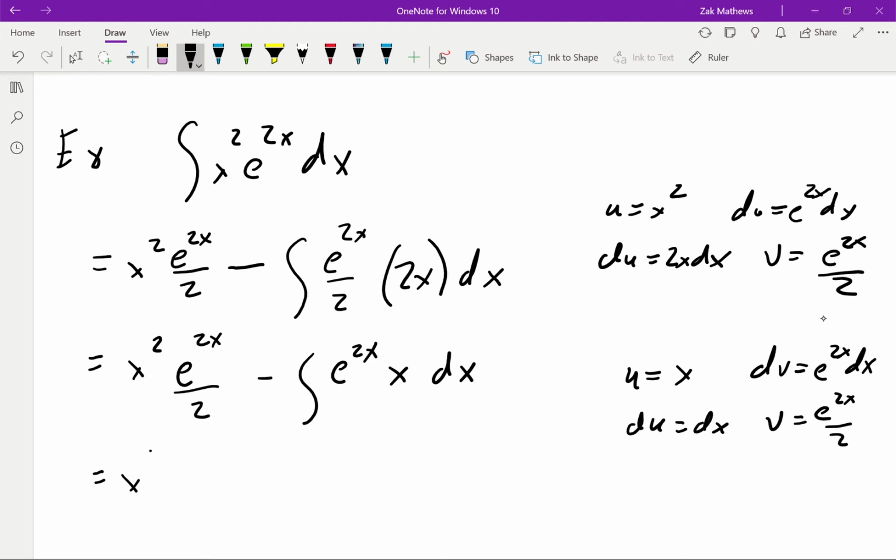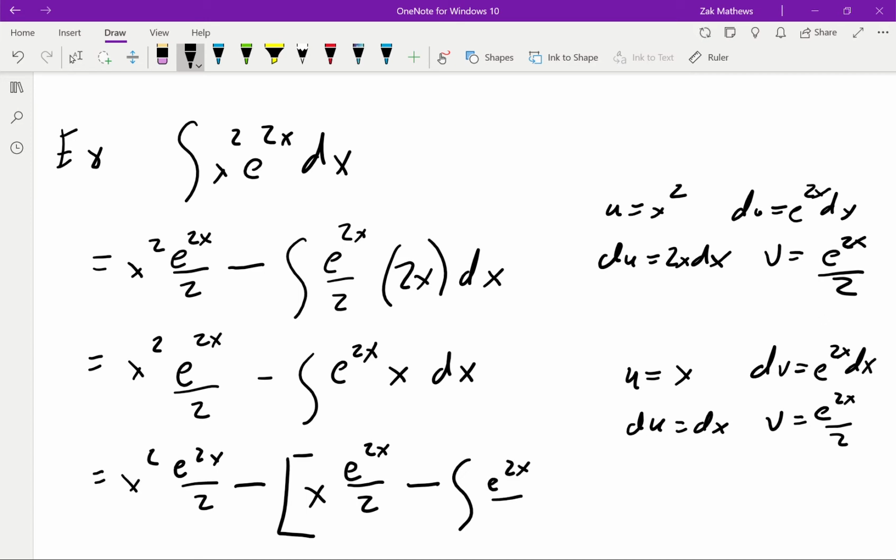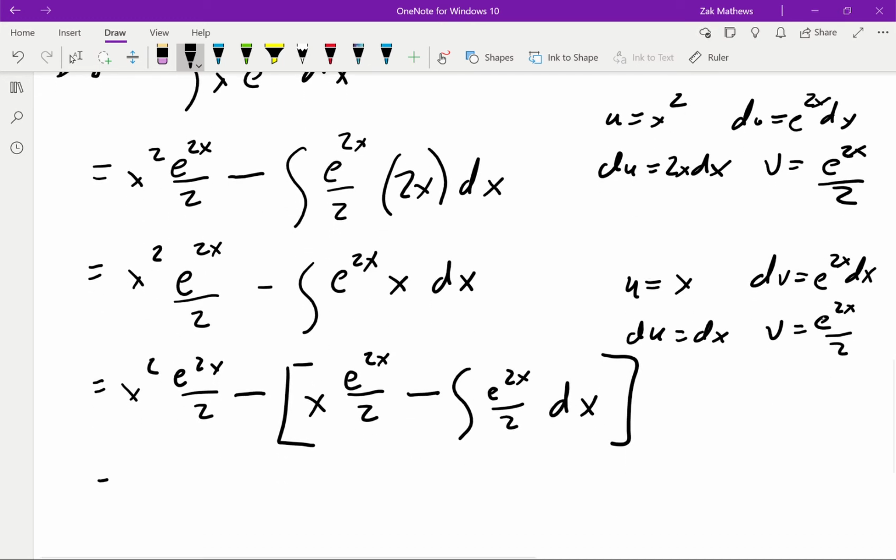So we'll have x squared e to the 2x over 2, that's from before, minus, I'll put this in brackets so we can really see what's happening. The integral would become the new u, which is x, times v, e to the 2x over 2, minus the integral of our v, e to the 2x over 2, times the du, which is dx. And so we've simplified the inside of that integral.